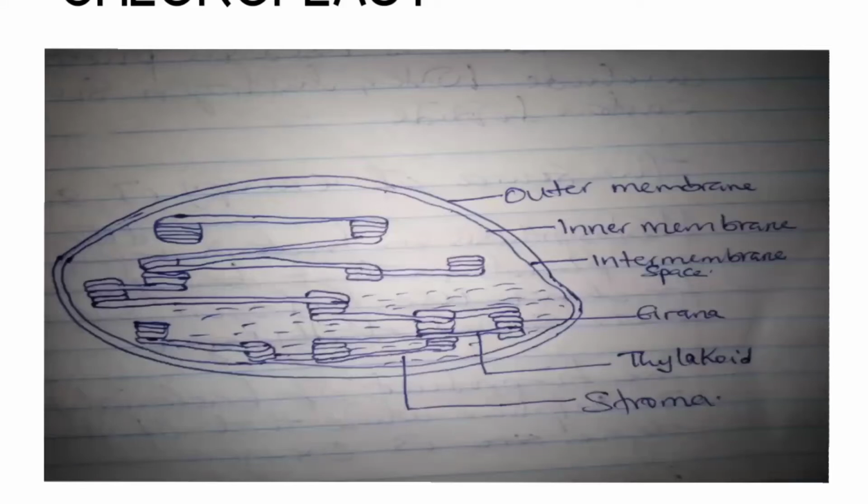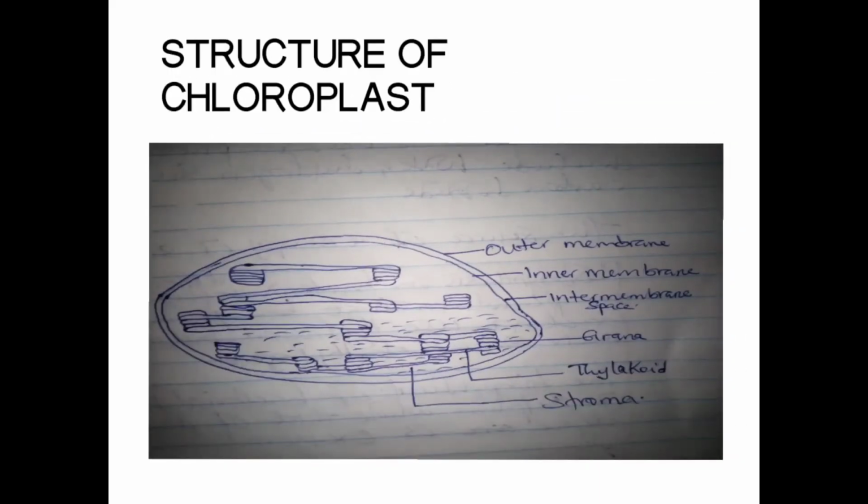Now, apart from that, we have what we call the stroma. This stroma is similar to the cytoplasm of the real cell. So it is assumed that it was originally the cytoplasm of the photosynthetic bacteria. So it contains DNA, circular DNA, like the cytoplasm of bacteria. It contains ribosomes, the 70S ribosomes. It contains some enzymes. It contains a lot of substances that are found in the cytoplasm of other types of bacteria. So that is the structure of the chloroplast for you.